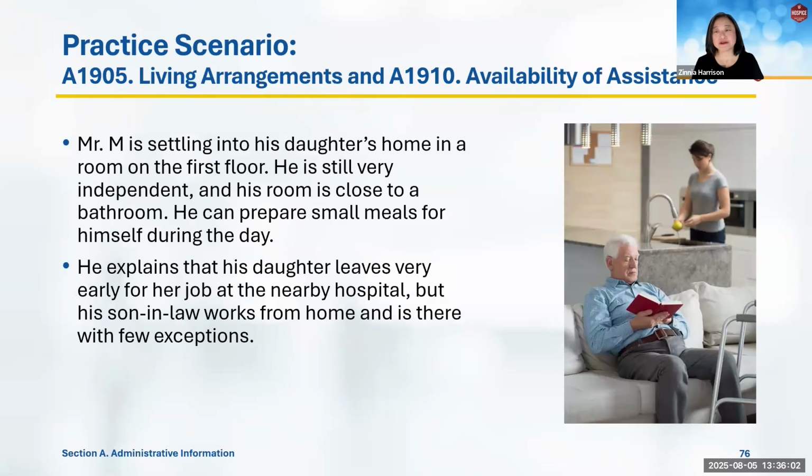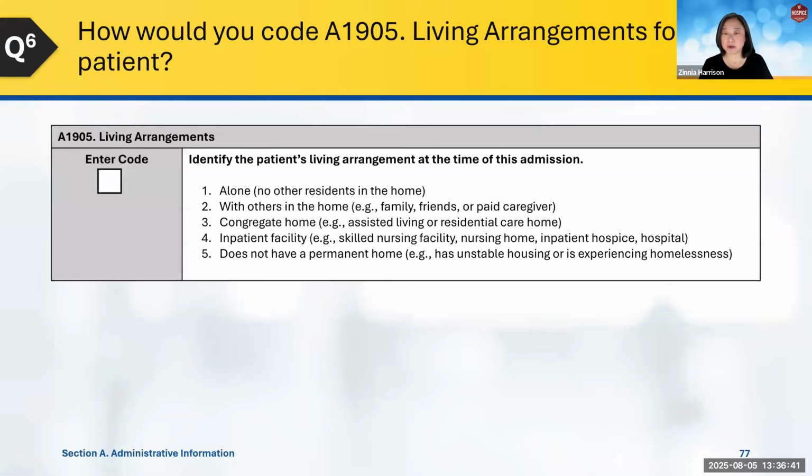Thanks, Brenda. So this scenario is focused on the last 2 new items in Section A, which are living arrangements and availability of assistance. Mr. M is settling into his daughter's home in a room on the first floor. He's still very independent, and his room is close to a bathroom. He can prepare small meals for himself during the day. He explains that his daughter leaves very early for her job at a nearby hospital, but his son-in-law works from home with few exceptions. We know from talking with his daughter that both she and his son-in-law are able and willing to help him. Let's go to the next slide and launch the poll.